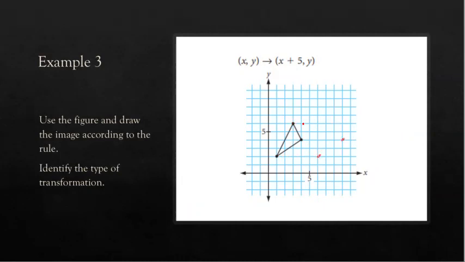Oh, I lost my first one. So here's my new figure, or my image. And what type of transformation was this? It was just a slide, so it was a translation. And it moved 5 units to the right.